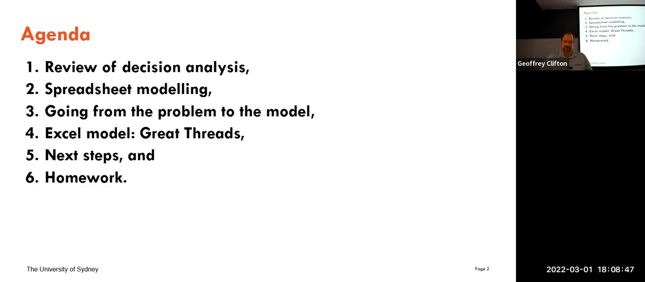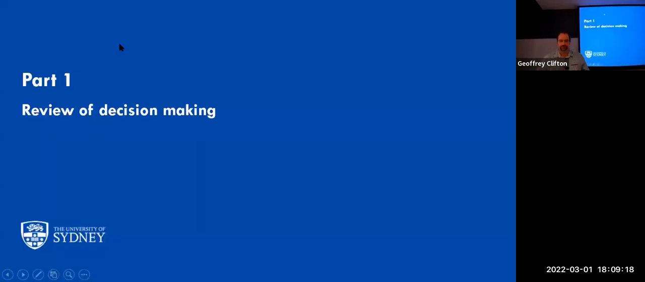Why that's so important is because you don't want to build the model in a way which won't give you the answers that you're looking for, or won't allow you to improve the model in the future. So that's why we're going to look at the steps before we actually build a model. Then we'll have a look at a simple model, the Great Threads model, and talk about how this feeds into the rest of what we're going to be looking at over the year. So let's get started by having a look at decision making.